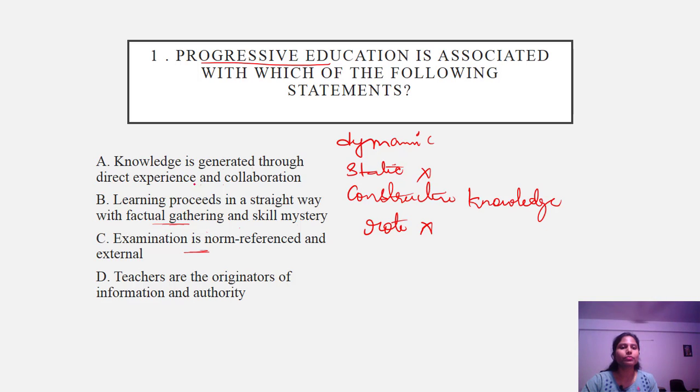So knowledge is generated through direct experience and collaboration. This is the correct answer. Collaborative learning is nothing but learning from other people. You need to gather in a group and grab knowledge even from other people. You need to share your ideas and experiences. This is progressive education, and it also happens with direct experiences.